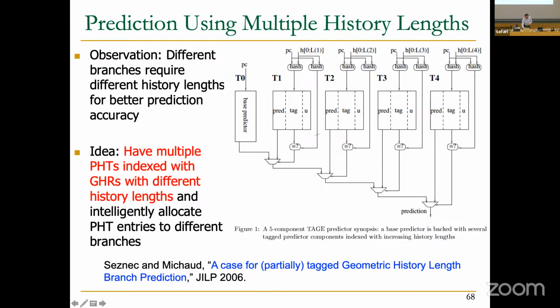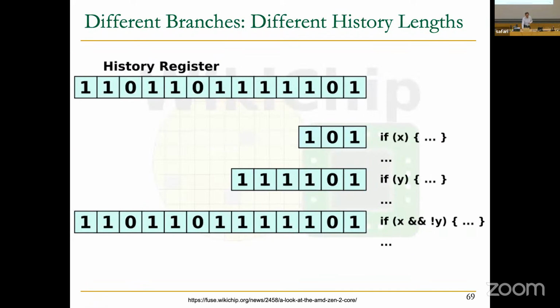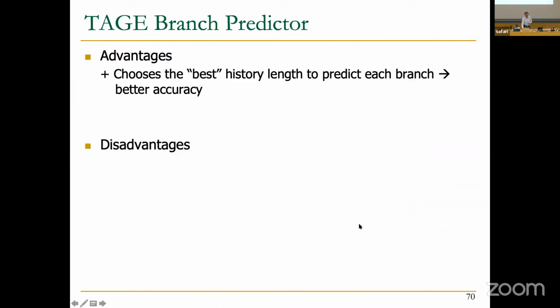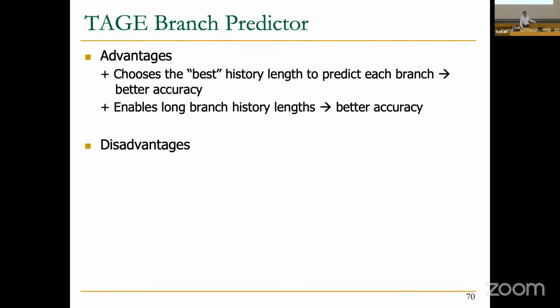And basically, these folks say that increasing history lengths in a geometric series makes sense. I'm not going to go into the details of this, but basically you use different history lengths for different branches based on the predictability behavior. So the advantage is you can choose the best history length to predict each branch, better accuracy. Enables long branch history lengths. This is also better accuracy. So it's similar compared to the perceptron, but it enables different history lengths in very different ways, right? Here, we still use history lengths to index into the tables, whereas perceptron doesn't do that. Perceptron indexes into a table and gets the history for a particular branch.